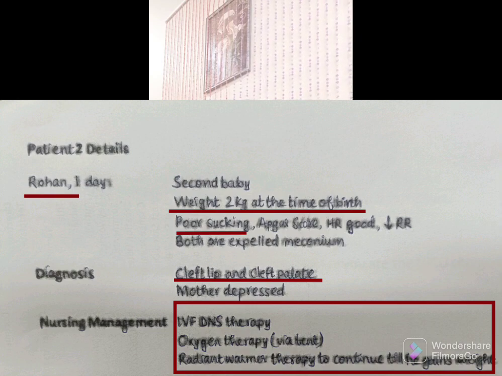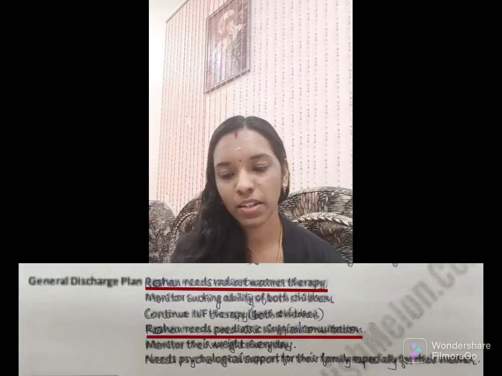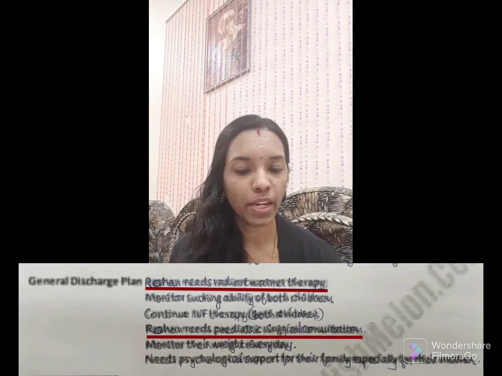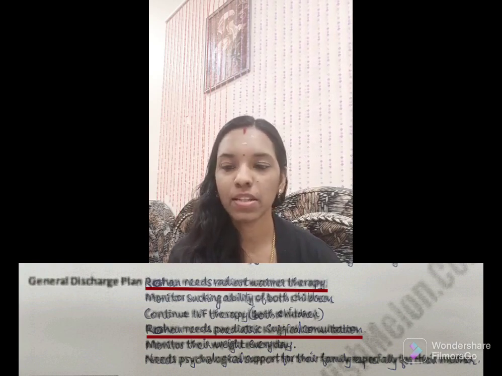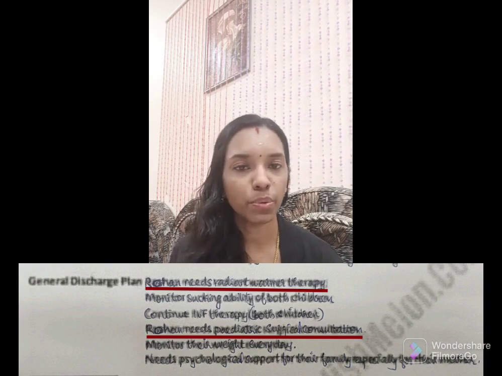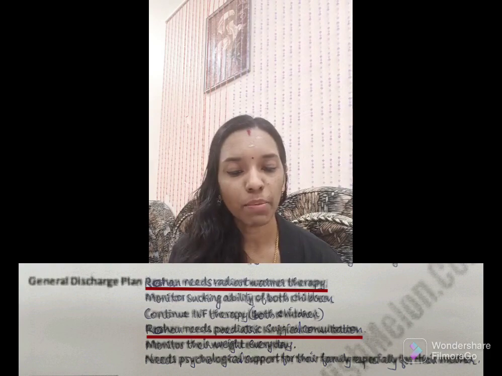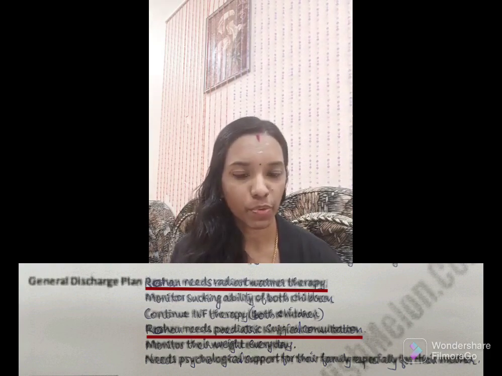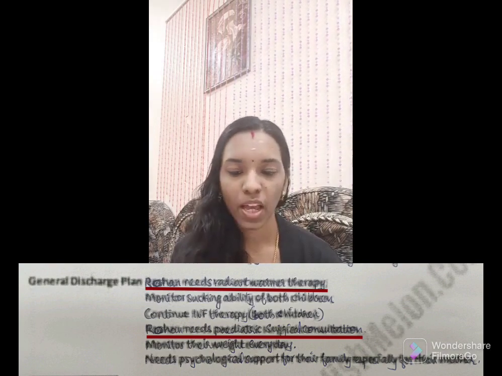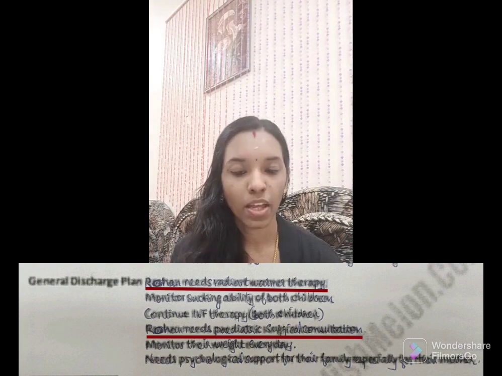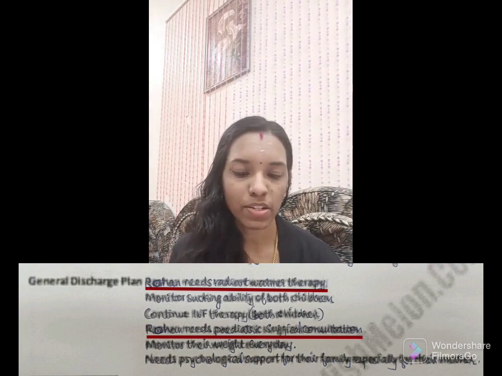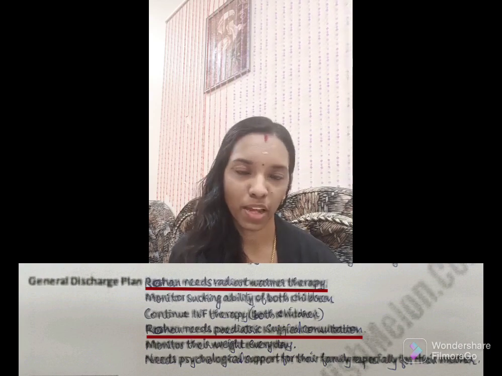It's something confusing, but you have to segregate the nursing management. The future management: Rohan needs radiant warmer therapy. That is, the second baby needs to continue warmer therapy. Monitor the sucking ability of both children. So this is common for both children. Continue intravenous fluid therapy for both children. And Rohan needs pediatric surgical intervention for cleft palate and cleft lip. Monitor their weight every day. This is common for both babies. They need psychological support for their family, especially for their mother.